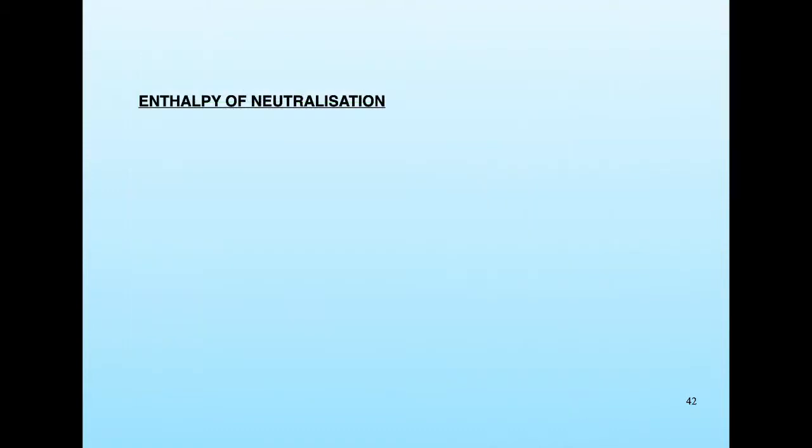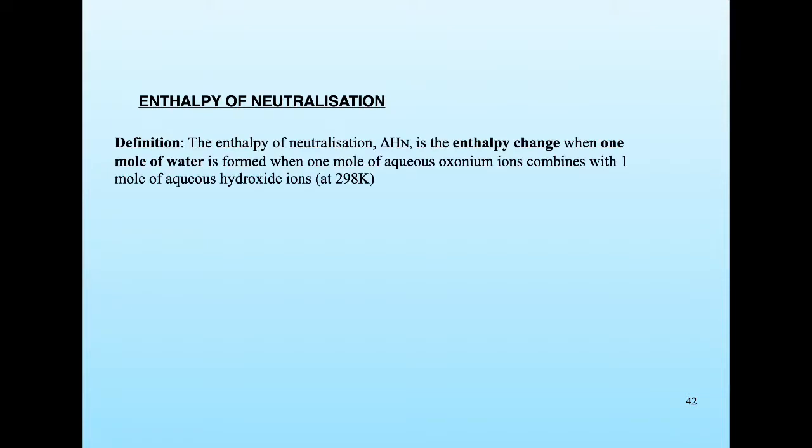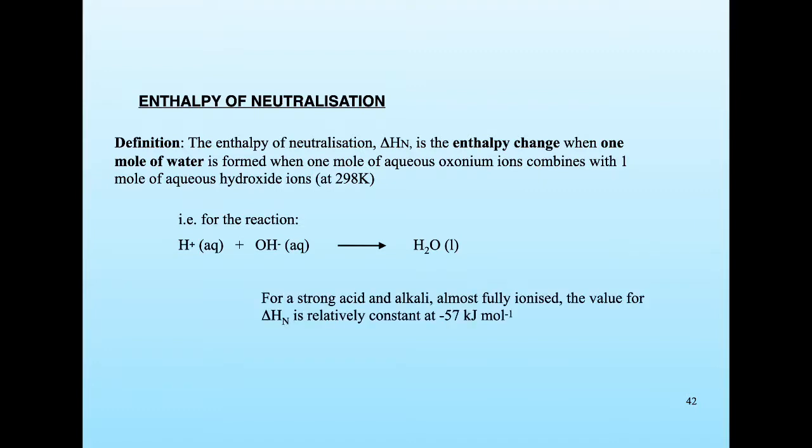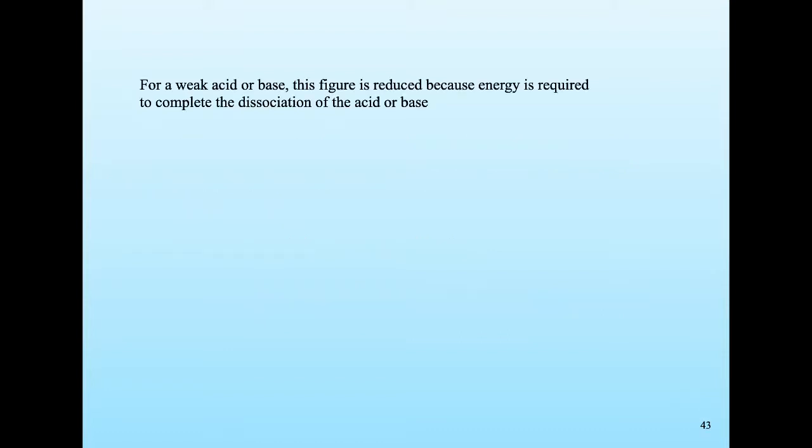Okay, to finish off this section on weak acids, buffers, etc., enthalpy of neutralization pops up, and we've seen this before. Remember, it is the enthalpy change when 1 mole of water is formed from 1 mole of aqueous oxonium ions and 1 mole of aqueous hydroxide ions. For a fully ionized strong alkali and strong acid, delta H of neutralization is minus 57 kilojoules per mole. You could say here, per mole of water produced.